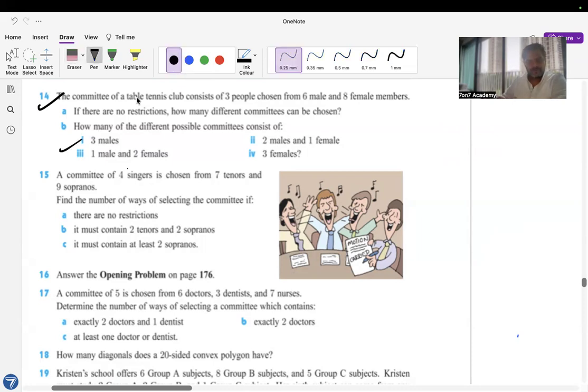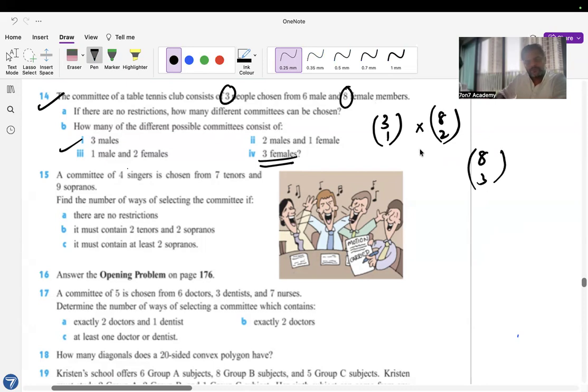Now 1 male and 2 females. Same way, out of 3 you have to select 1, so 3C1 into 8C2. Agree? All 3 females: out of 8 females you have to select 3, and out of 6 males you have to select 0 males.